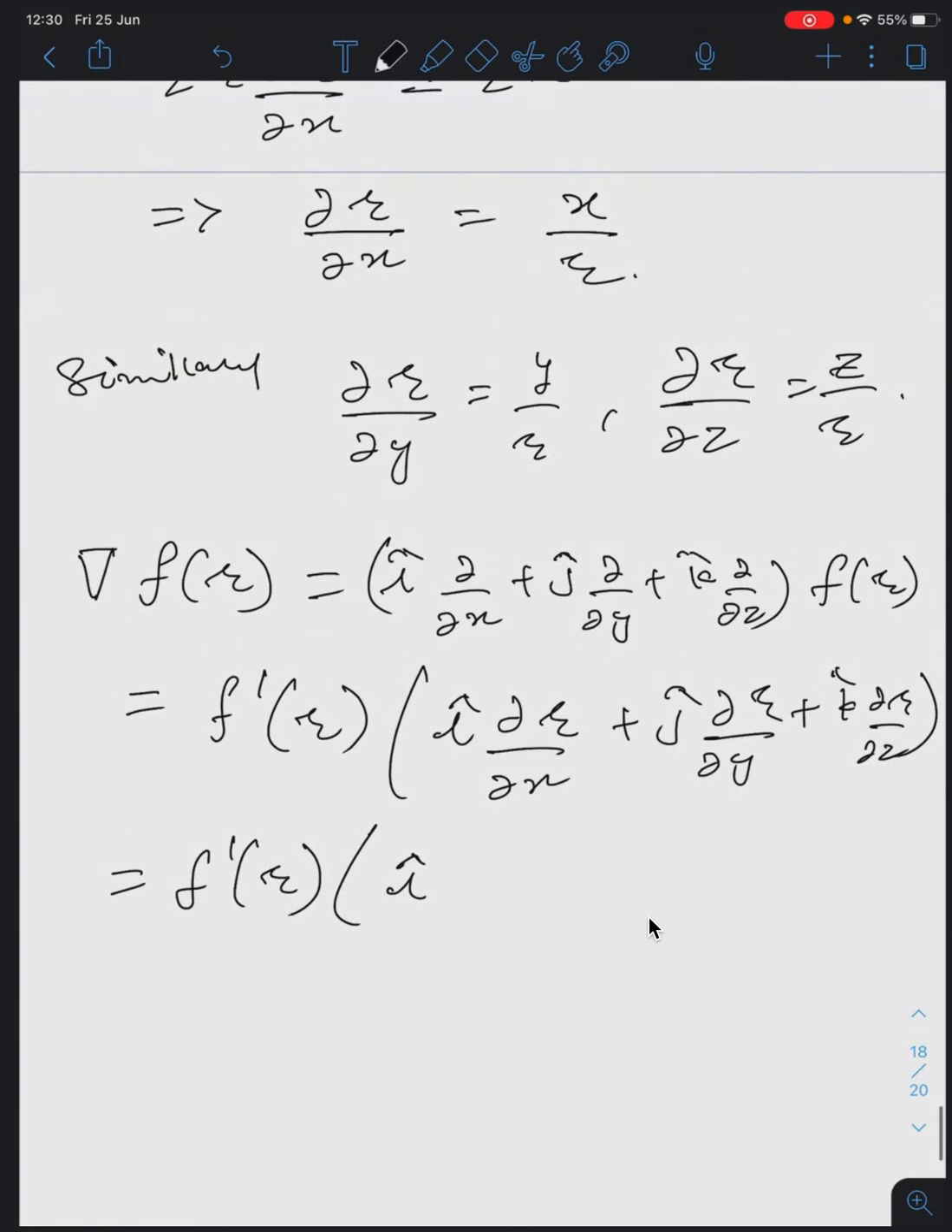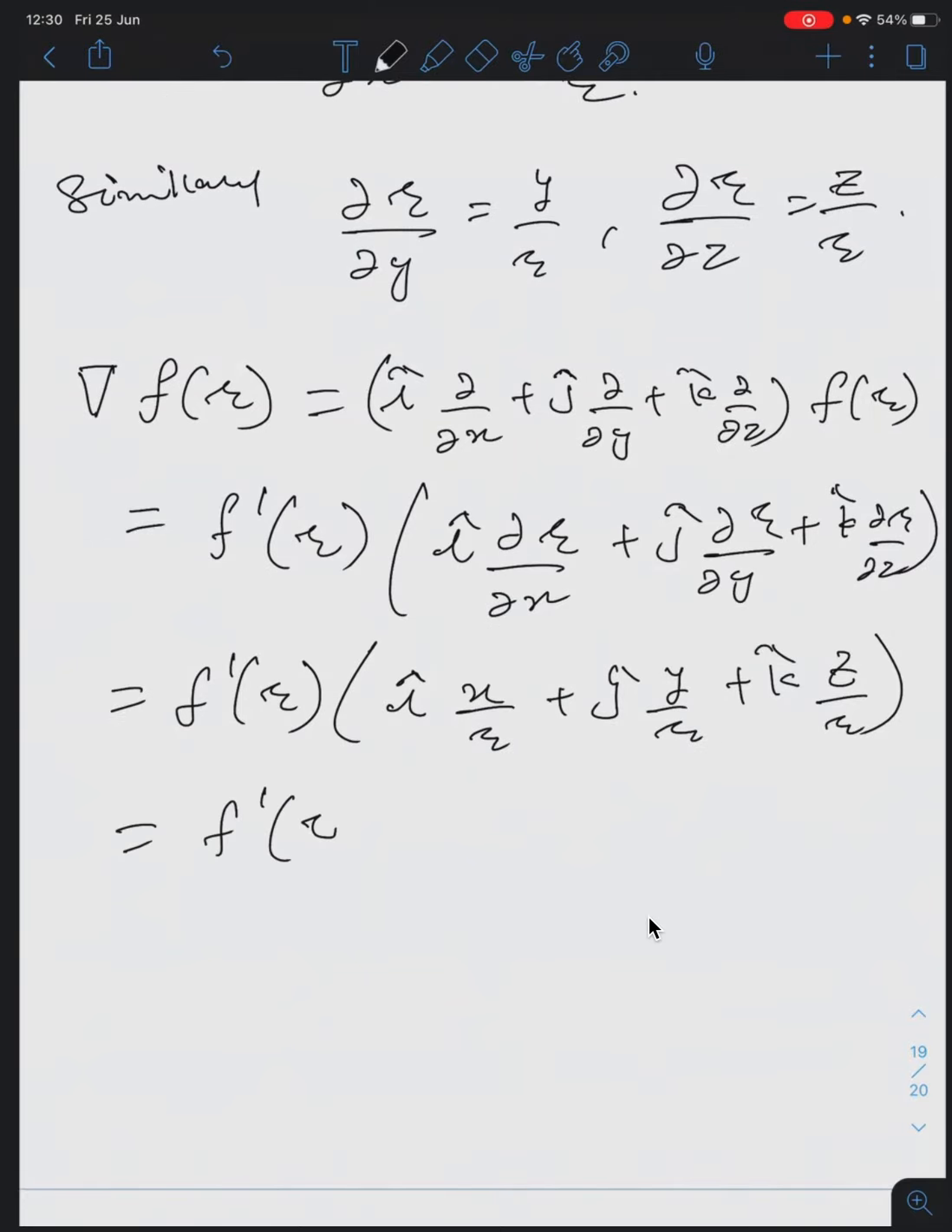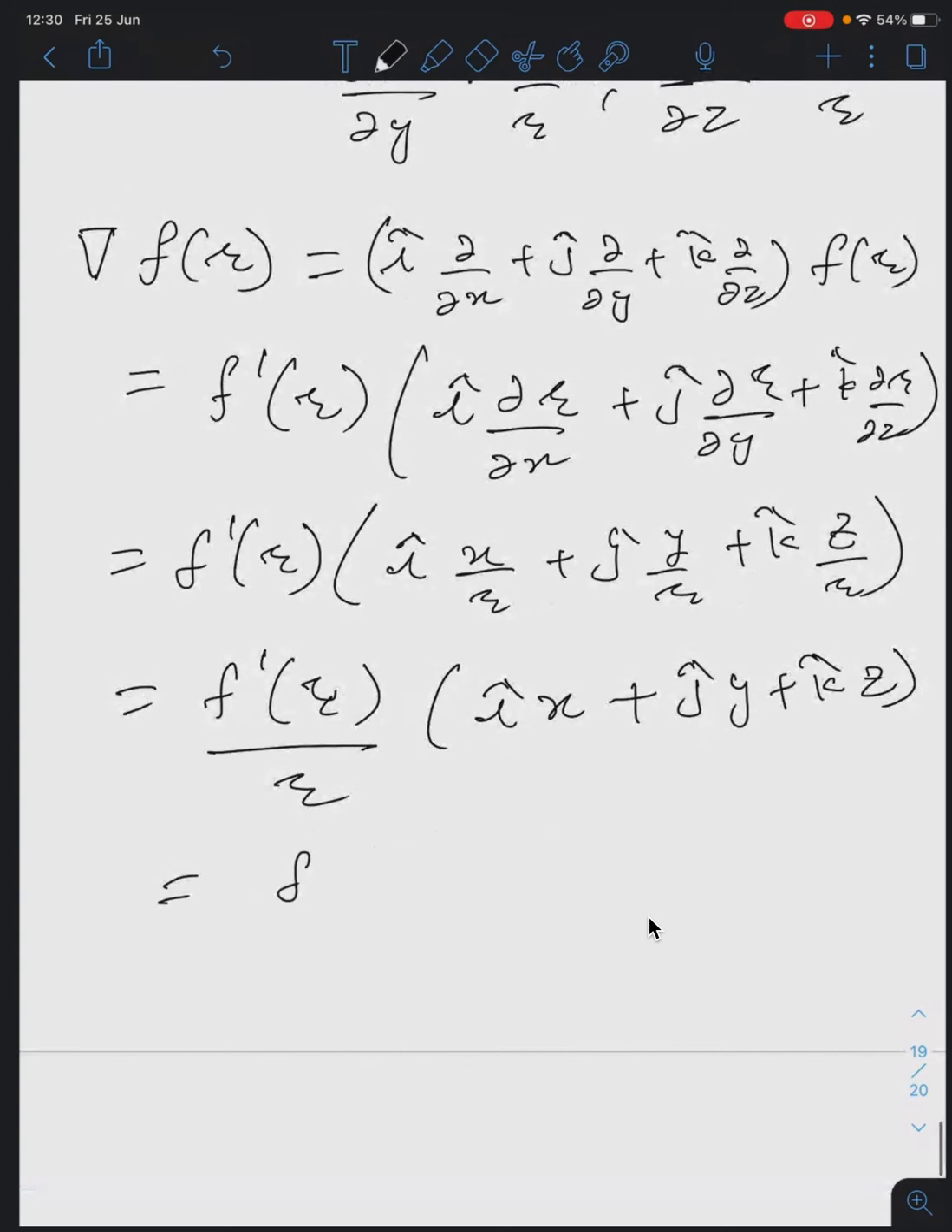Now we have already calculated these partial derivatives of r with respect to x, y, z. So this is i cap x by r plus j cap y by r plus k cap z by r. Now from this you can write r outside. What is left out? i cap x, j cap y plus k cap z. What is this thing in the bracket? This is r bar by r. So proved now. I think this is what we are supposed to prove.